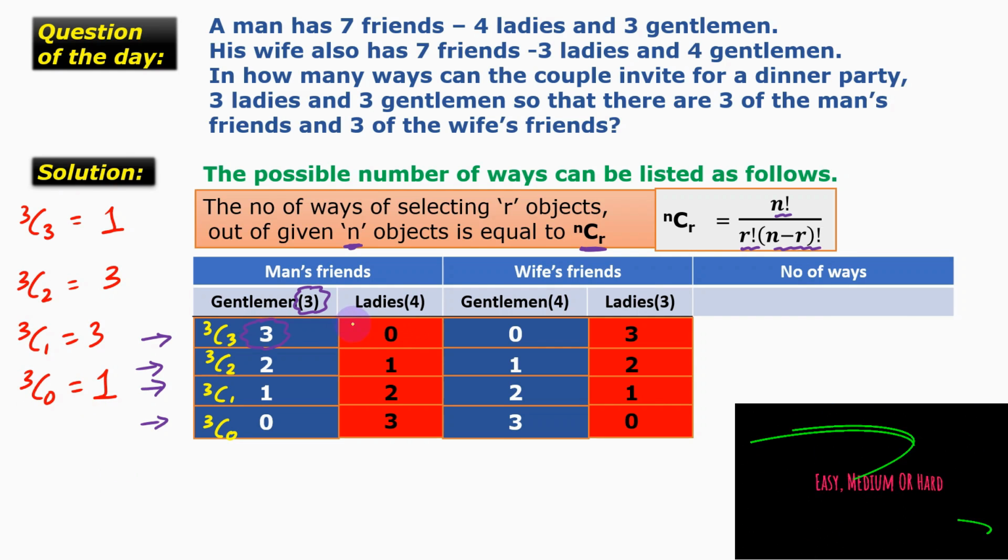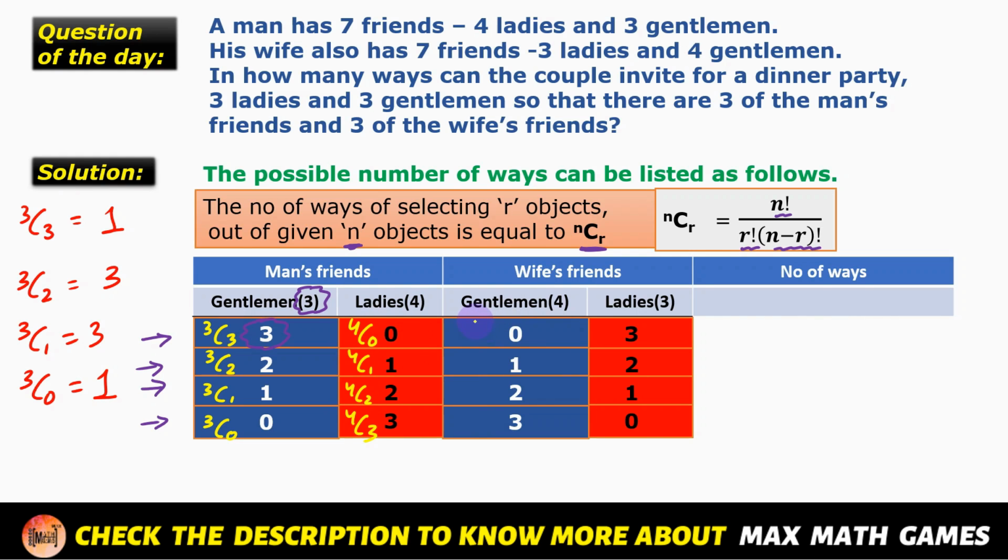Now in these cases, this will be selecting 0 objects out of 4 objects, 4C1, 4C2, 4C3. I think you can calculate all of this on your own, and this quantity will be 4C0, 4C1, 4C2, 4C3. Here 3C3, 3C2, 3C1 and 3C0.